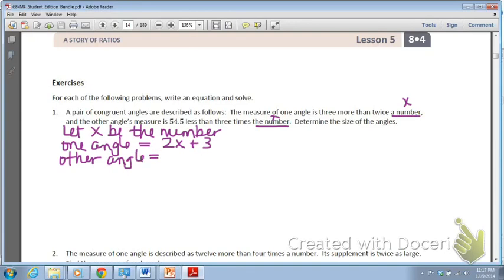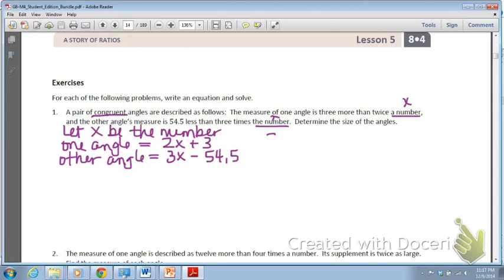We can write an expression for that one. It's 54.5 less than 3 times the number. So here's 3 times the number, and 54.5 less would be minus 54.5. So now we have an expression for each of the angles, and we have a clue about the angles. We're told that they are congruent. Since these angles are congruent, their measures will be equal.